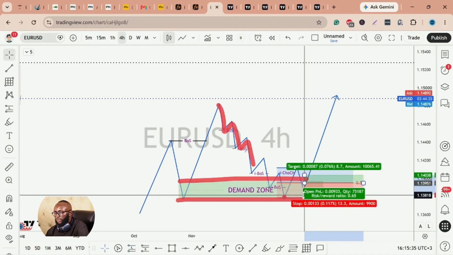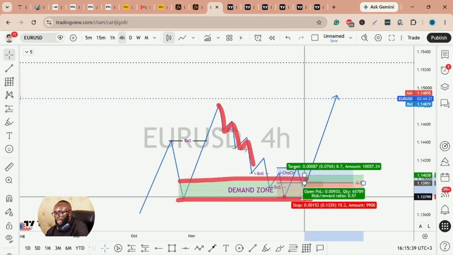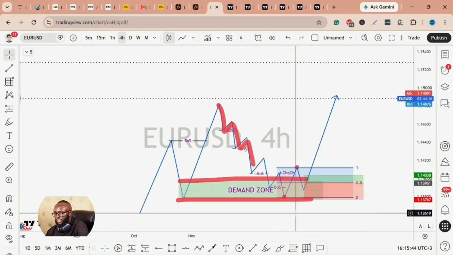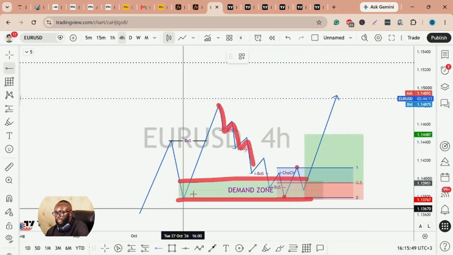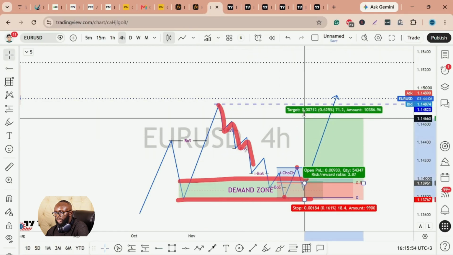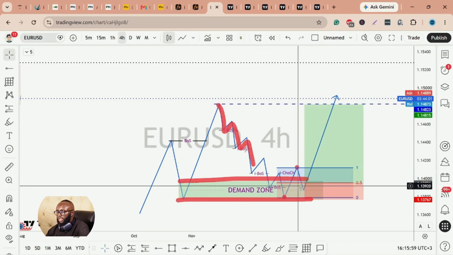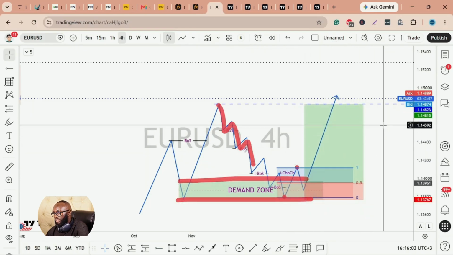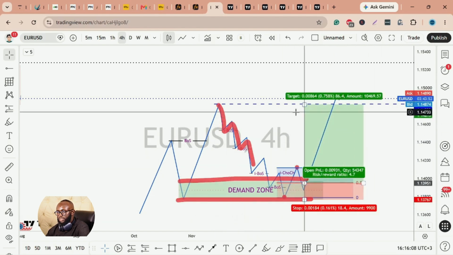My stop loss will also be just below this low over here, the lowest point that caused the change of character. My take profit will be at the next key level. In this particular case, this is the highest point that I want to see the market taking out. So that will be my take profit. In most cases, this will be either a 1:2 to 1:3 risk reward ratio move. And that's the simple model.